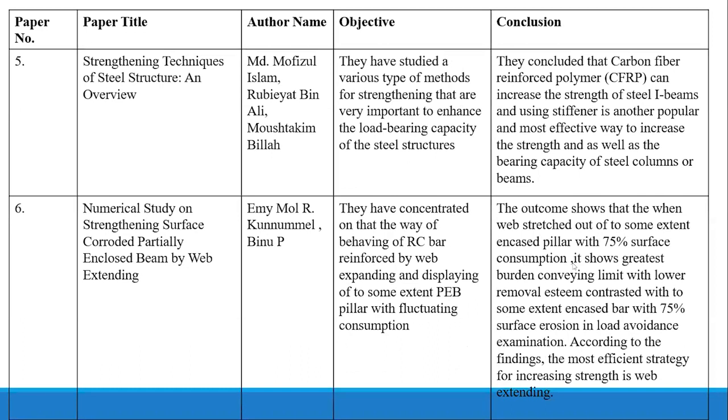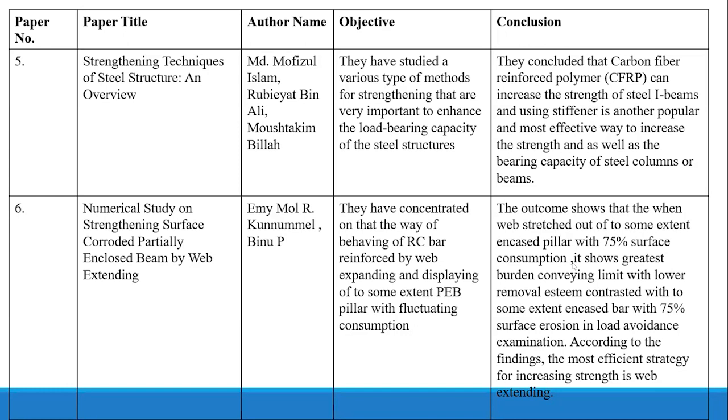Fifth paper is the strengthening techniques of steel structure: an overview. They studied various types of methods for strengthening that are important to enhance the load bearing capacity of the steel structure. They concluded that the carbon fiber reinforced polymer, that is CFRP, increases the strength of the steel structure, and also the stiffeners are the most effective method to increase the load bearing capacity.